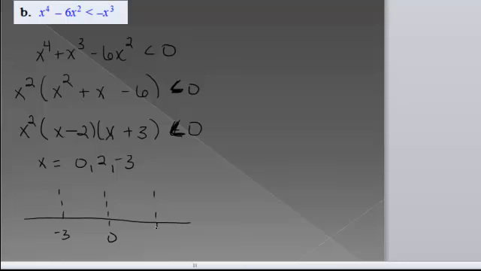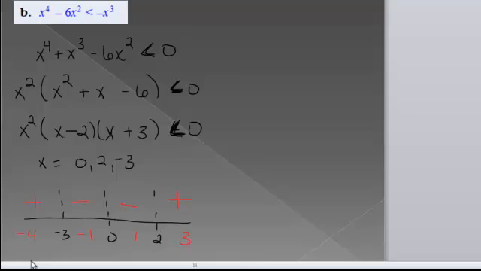We have 0. We have 2. Make sure you put them in numerical order. And remember, I put dashed lines because this is strictly less than 0. Can't be equal to 0. So my test points this time, I think I'll try -4. I'll try a -1, a 1, and a 3. So I'm going to put those points in there and see what I get as my signs.